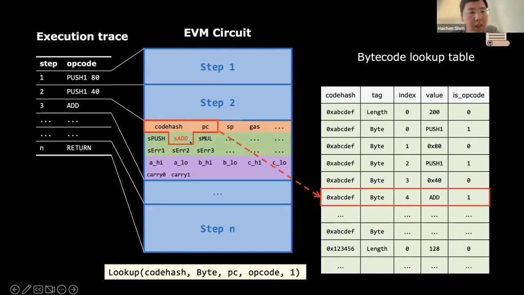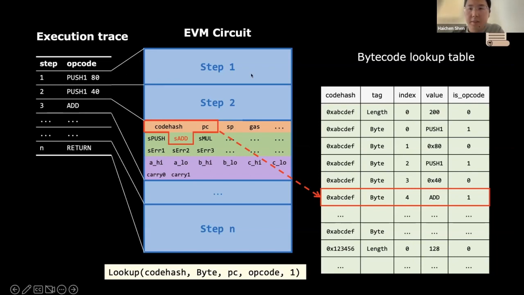What it's going to do to constrain that the opcode is executed correctly is a lookup, given the code hash, the current program counter, and the current executing state. So you're going to find the correct entries here. You look up a tuple into this bytecode lookup table by adding the code hash inside the context register. The byte indicates we're loading the byte, not the length. Then the program counter, the current opcode you're executing, and the one means we're executing an opcode, not data. If you find a match inside the bytecode lookup table, that means you're executing the correct opcode at the current step.